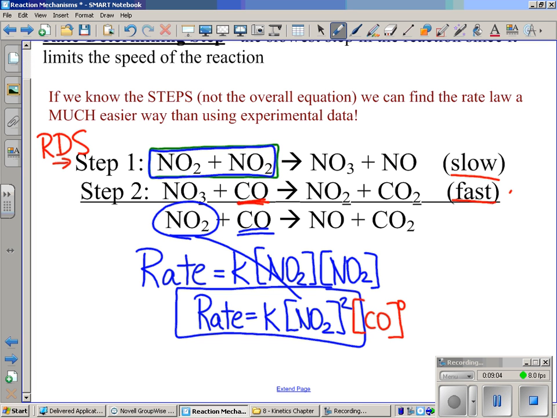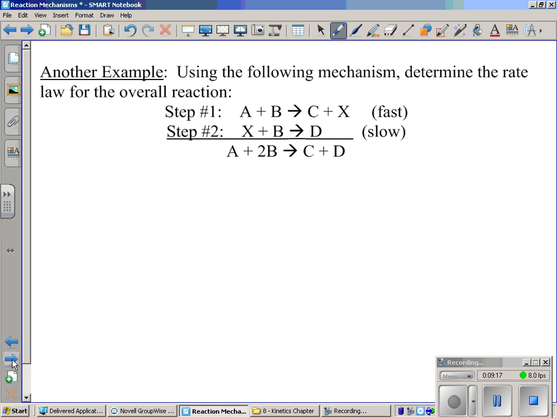But most of the time, or a lot of times, we want to find the rate law so we know the exponent so we can see the effect of that reactant on the rate. So it still serves a lot of purpose for us. Okay, so that is one type of problem. Now I want to show you one that's a little trickier. Okay, again, same type of problem.